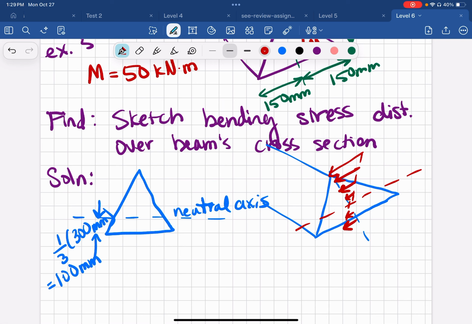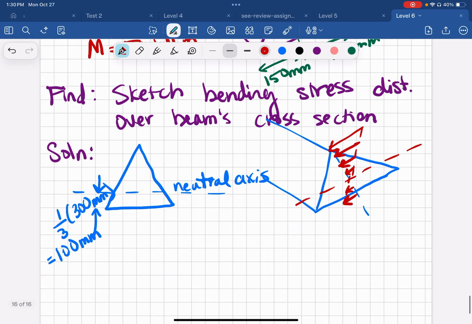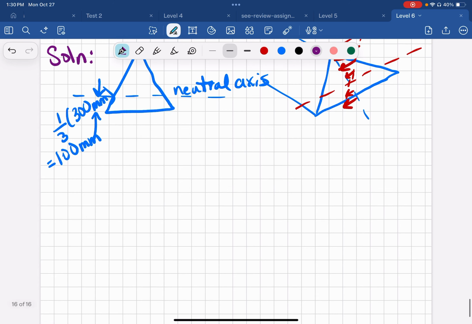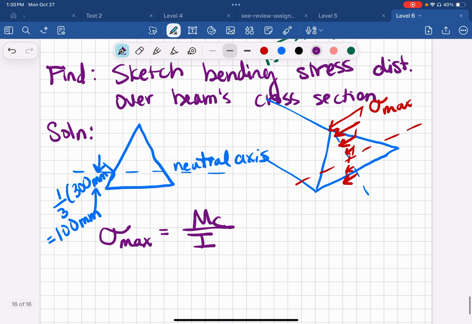But what we don't know is what the value of the stress is at the top and what the value is at the bottom. But we can find that. So to find that stress max, which would be up here at the top, the formula for stress max equals MC over I. They give us the moment. We know what C is. It's going to be 200 millimeters.